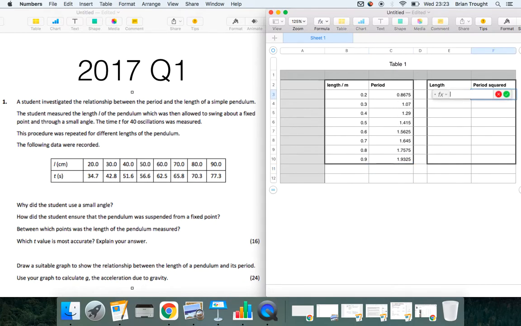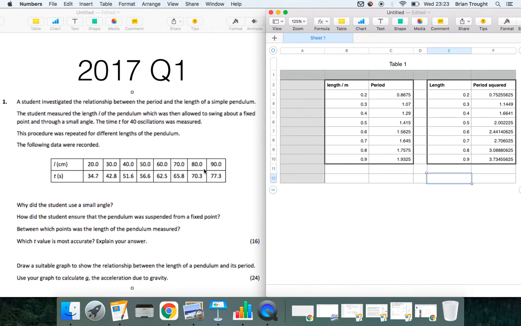So equals, I'm going to multiply that by itself, that'll square it, and then I'm going to repeat that idea with the 1.07 squared below it. Okay, that will allow me to copy the formula, and then I'm going to do it for the rest of them as well. So each of those values there in the box is the blue thing squared. Now I also need to plot the length, so the length in meters. So I'm just going to copy those over. And what you want to plot is the length against the period squared.